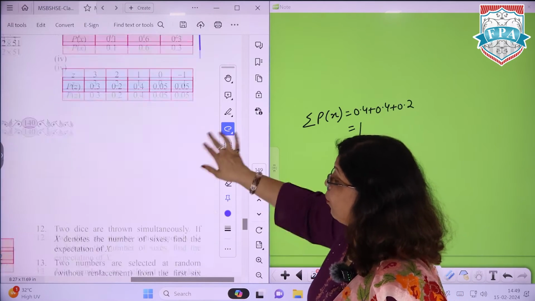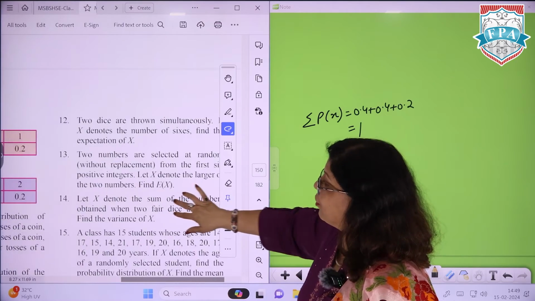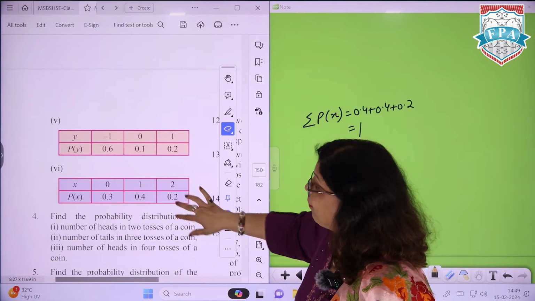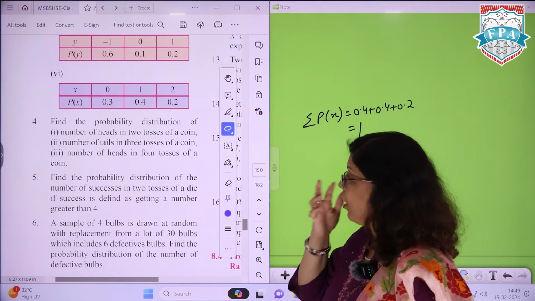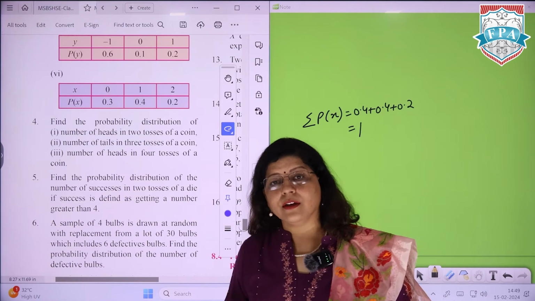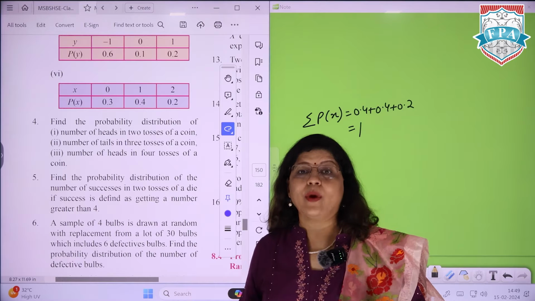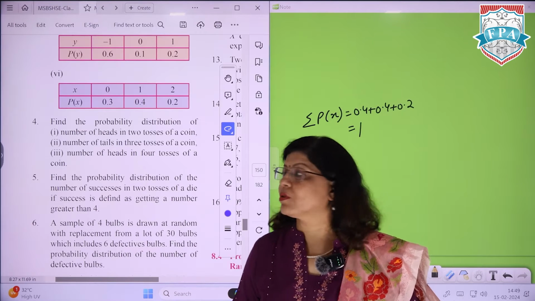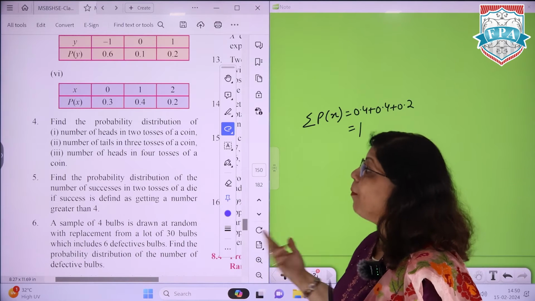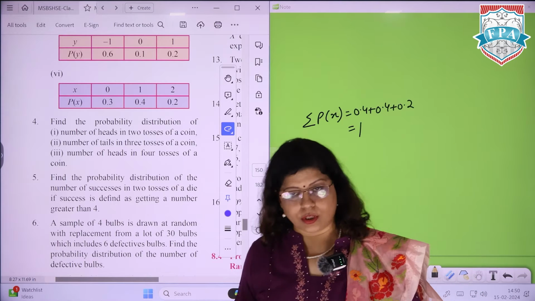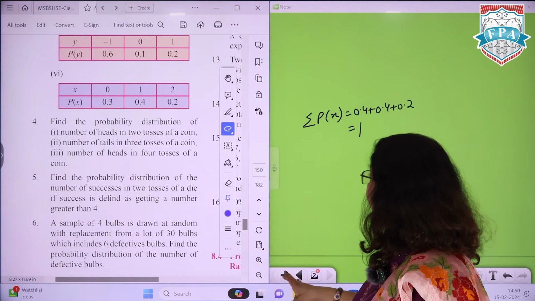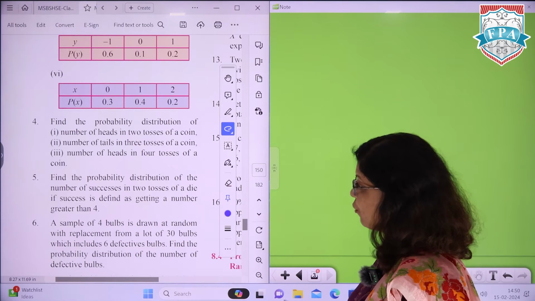So when we talk about this probability distribution function, the next part is, from that probability distribution function, how to calculate the expected value and variance, or you can also say how to form a probability distribution function also. So pehle we'll form the probability distribution function.